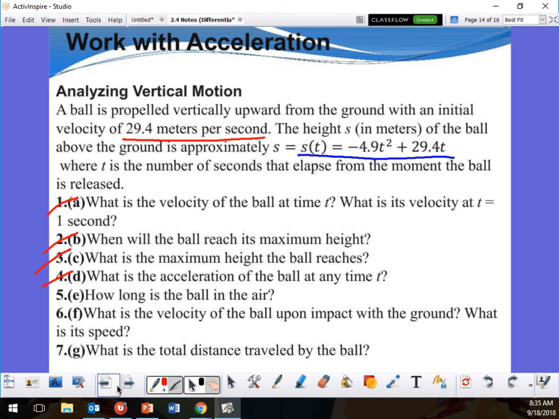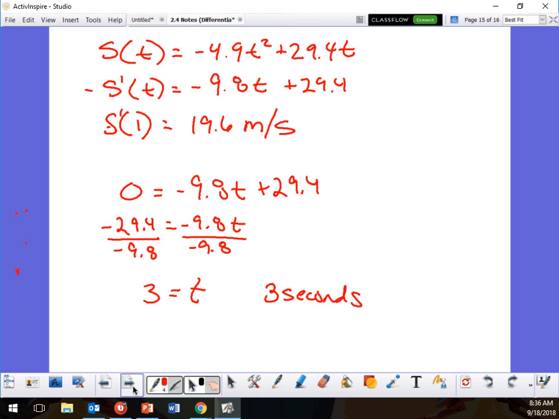All right, so what am I doing? What function should I use? If it's in the air, I'm talking about the position, the height. You're getting there. If I'm talking about the height, that uses the position function. So that's the original.